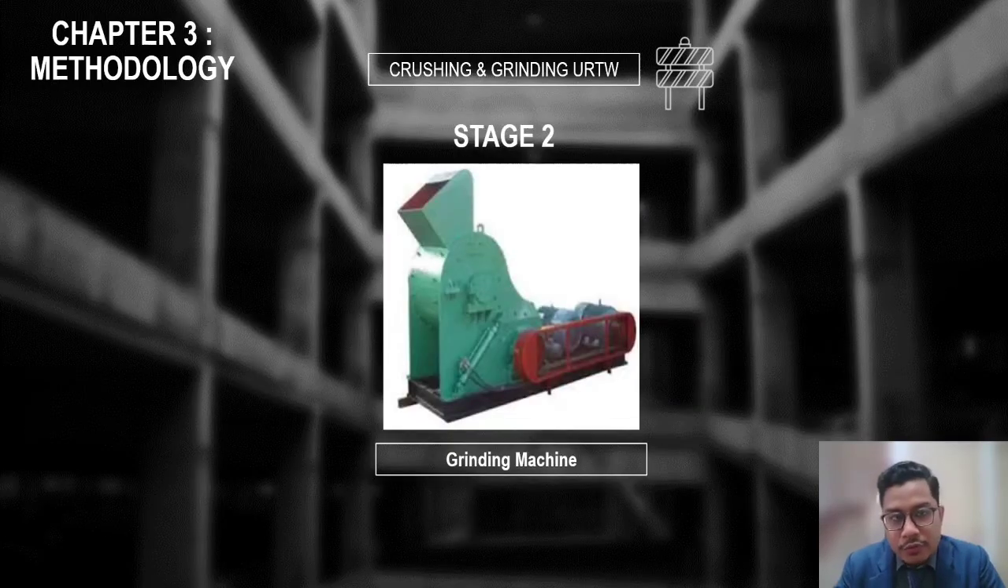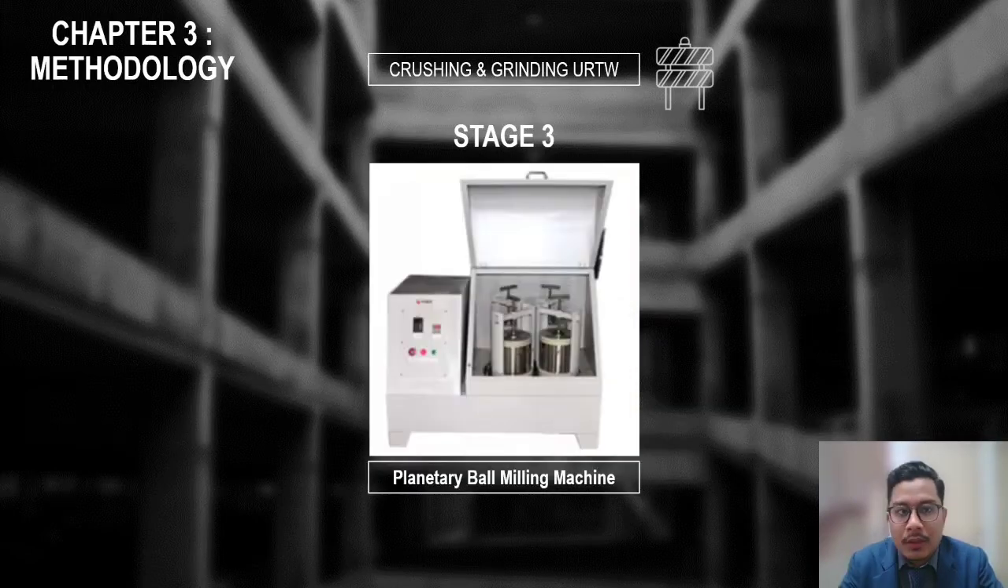After we use the crushing machine in stage 1, we continue with the grinding process, where we will use a grinding machine to get a better size than before. The last step for the crushing and grinding of URTW, we will use a planetary ball milling machine to get the proper right size for fine aggregate. With the help of 3 different types of machine, we will achieve the appropriate fine aggregate size range specified by the British Standard guideline.